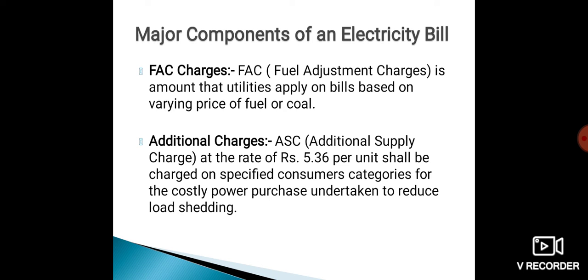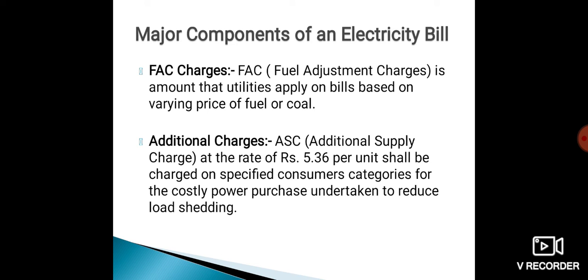Next component is FAC. FAC means fuel adjustment charges. It is the amount that utility applies on the bill based on the varying price of the fuel. So energy charges will remain almost same, but the variation or the changes of the rate of fuel on daily basis is charged in the factor called as FAC, fuel adjustment charges. So the varying rate of the fuels is charged in the component called as FAC, fuel adjustment charges.